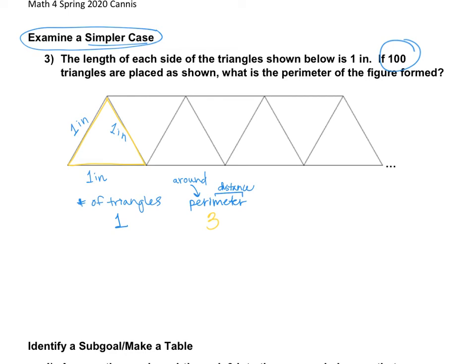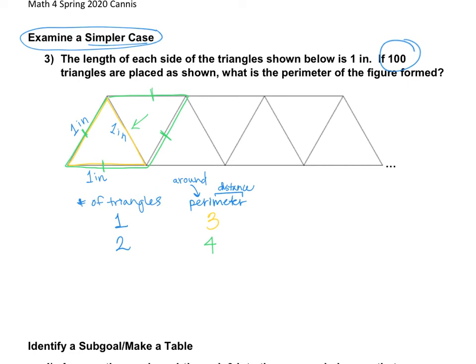Now when we look at two triangles, now we're putting these pictures together where there's going to be two of them. Now we have 1 inch here, 1 inch here, 1 inch here, 1 inch here. We don't count that guy because that guy is inside. So what we will have then is that the perimeter for those would be 4.